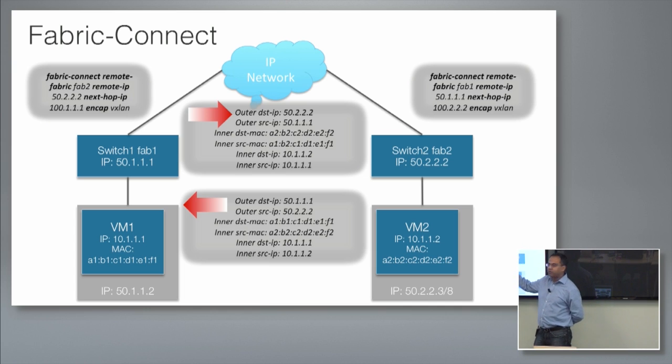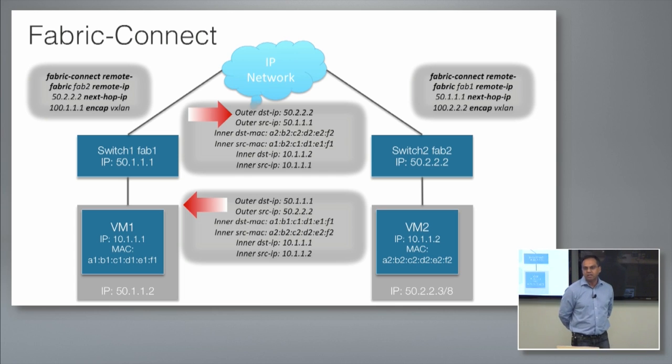Start with one tunnel first between two switches. They can be top of the rack level or they can be at the spine level, doesn't matter, in two pods. Pick one switch here, pick one switch here. Run FabricConnect here, run FabricConnect here. Get them to create a tunnel.